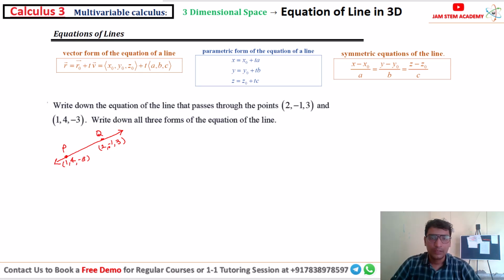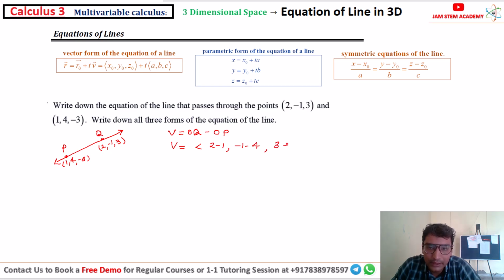Now, in order to find the v vector, you can choose P minus Q or Q minus P, that doesn't affect. This time I'm taking PQ. So my v vector will be calculated by position vector of Q minus position vector of P. So OQ minus OP. What is that? It is going to be x coordinates 2 minus 1, then y coordinates minus 1 minus 4, and z coordinates 3 minus minus 3, meaning 3 plus 3. This is your v vector.